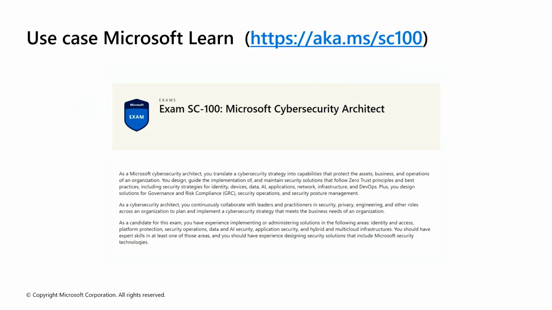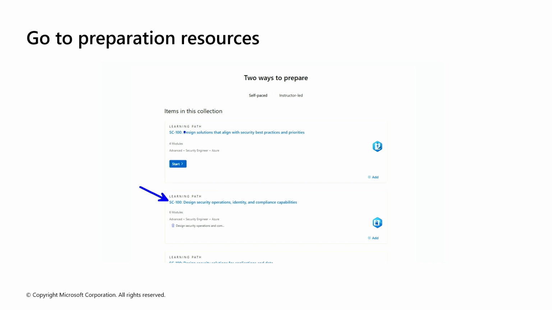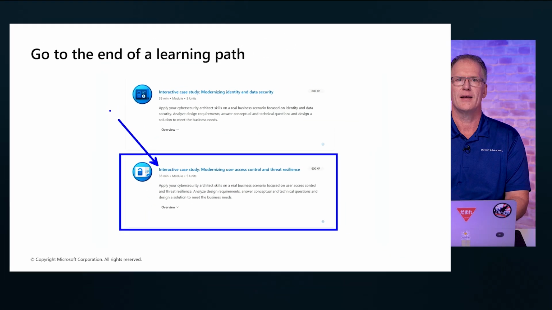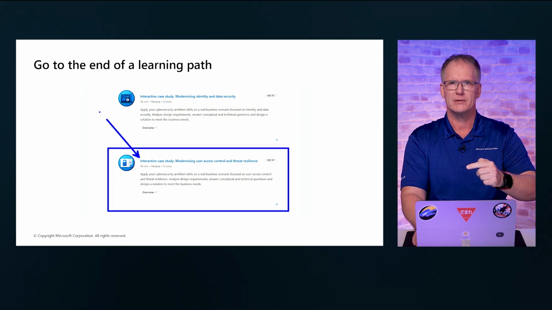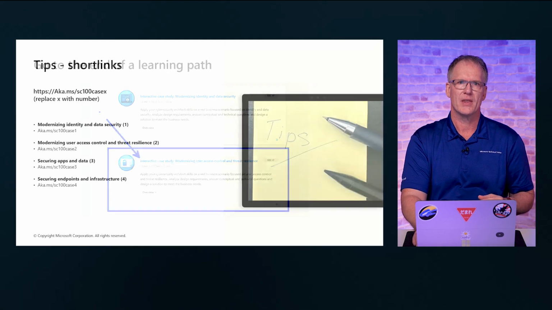On the presentation, we are at the exam page for the SC-100. On that page, scroll down a bit until you find the preparation resources. In the collection of preparation items, go to SC-100, Design Security Operations, Identity and Compliance Capability. That is the second learning path, and there will be 2 interactive use cases in there waiting for us. Scroll to the end of the learning path and there they are. 2 great interactive use cases for you to interact with. I will select the last one and show you a couple of elements.